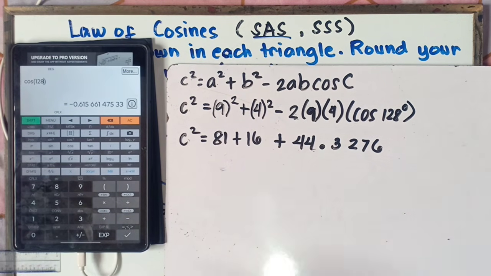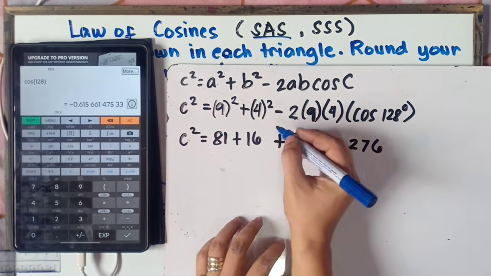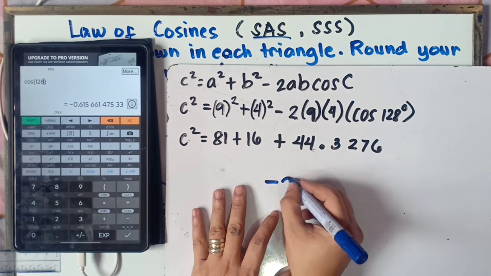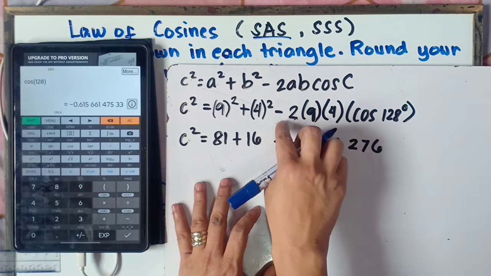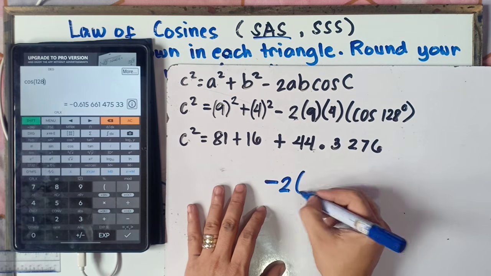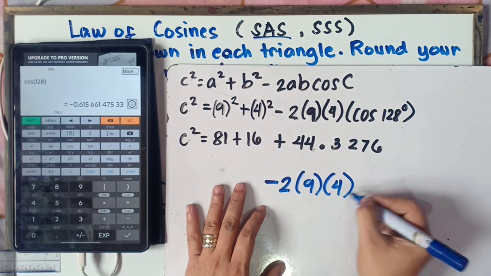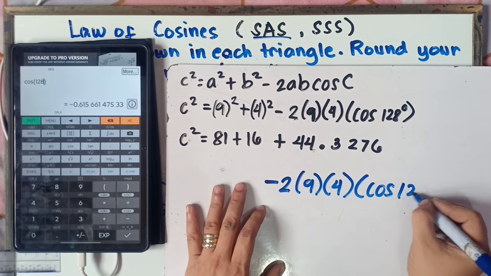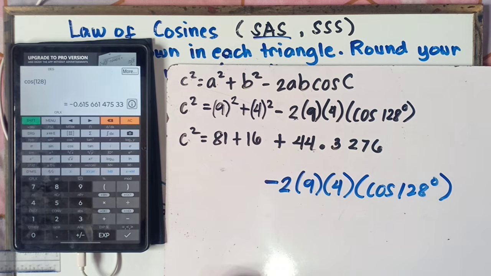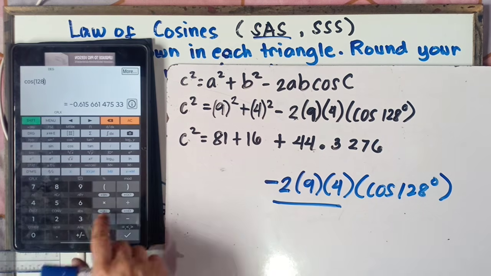Let me just have the solution for that one, class. Let me just copy this one. This is negative 2. Alright, let me copy this one, class. This one right here. Negative 2 times 9 times 4 times cosine 128 degrees. Alright, so let me just simplify this one first. Negative 2.